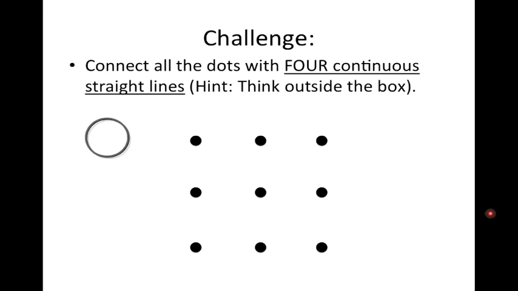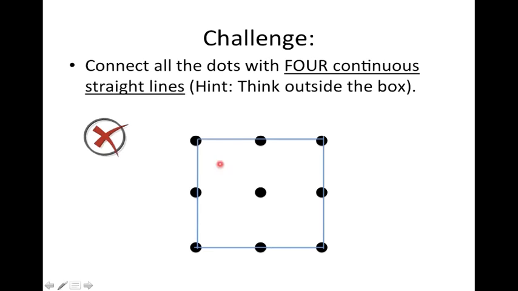Let's first think about connecting all the outside dots first, like so. So we do have 4 continuous straight lines. However, they don't connect all of the dots. We're missing this one here in the middle.